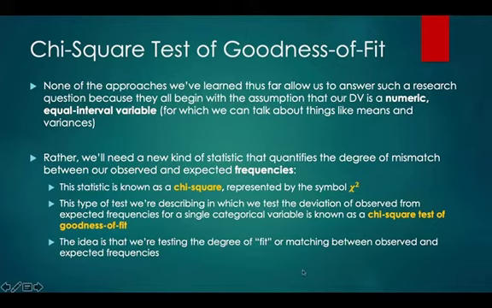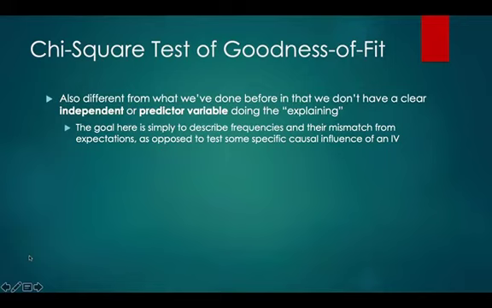This type of test we're describing, in which we test the deviation of observed from expected frequencies for a single categorical variable, is known as a chi-square test of goodness of fit. The idea is that we're testing the degree of fit, or matching, between observed and expected frequencies. Also different from what we've done before, in that we don't have a clear independent or predictor variable that's doing the explaining here. The goal here is simply to describe frequencies and their mismatch from expectations, as opposed to test some specific causal influence of an independent variable.